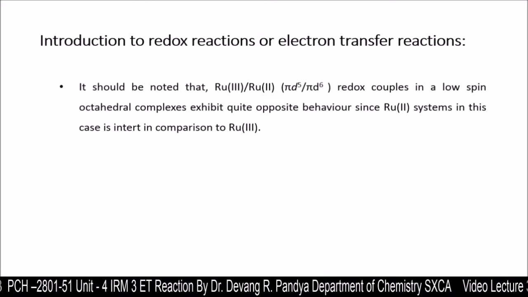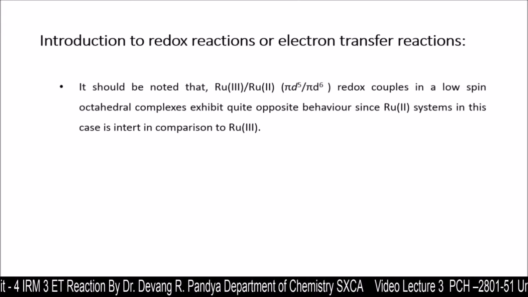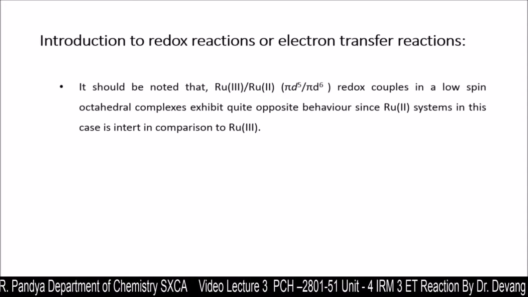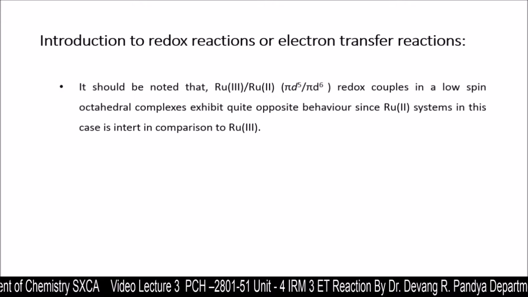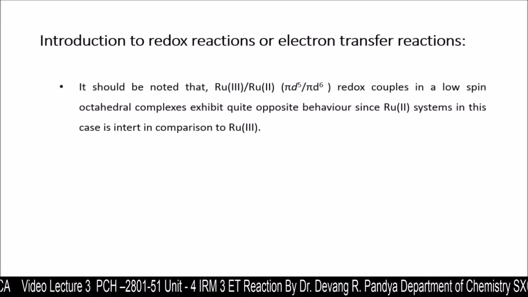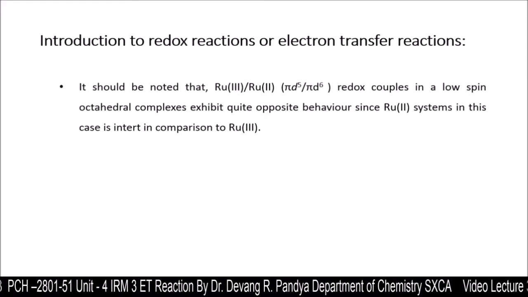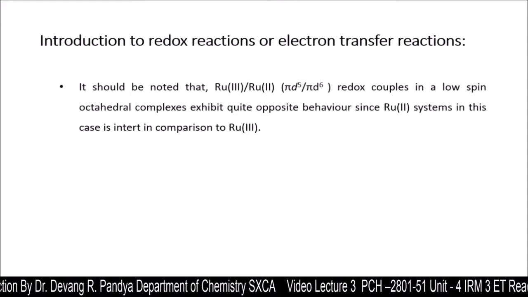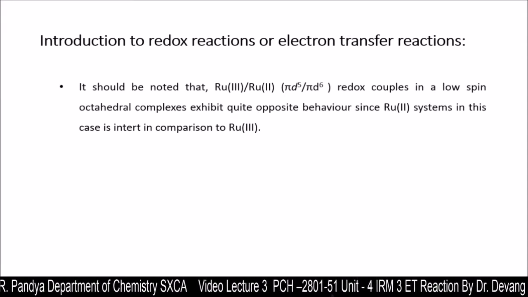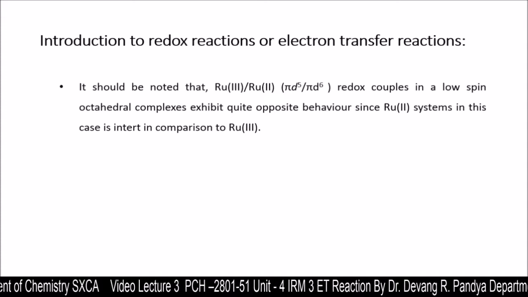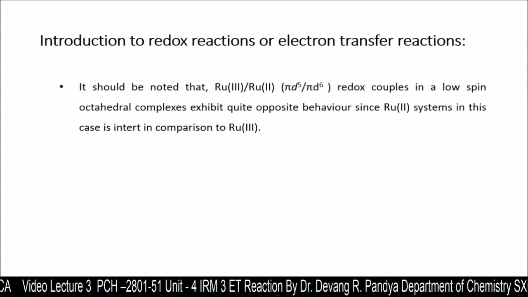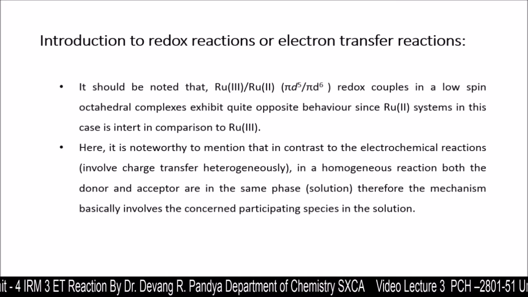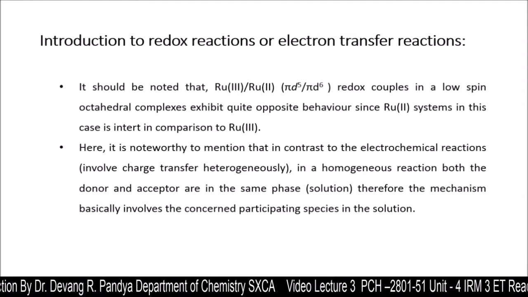It should be noted that Ru3 to Ru2, that is ruthenium t2g5 to t2g6 redox couples in low spin octahedral complexes, exhibit quite opposite behavior, since the ruthenium 2 system in this case is inert in comparison with the +3 oxidation state. So we witness opposite behavior here compared to chromium and cobalt. That means electronic configuration has a different role in this electron transfer, or ET, reaction.